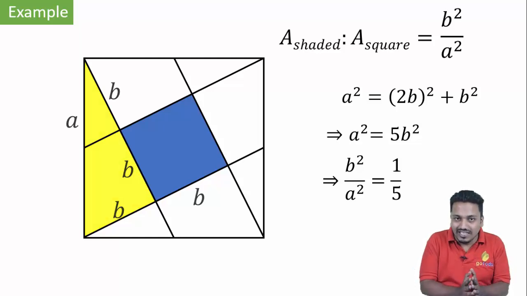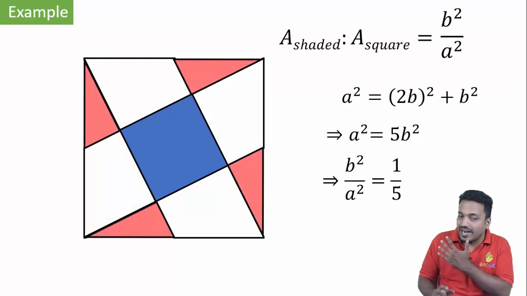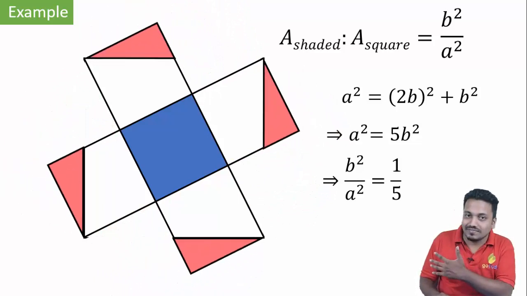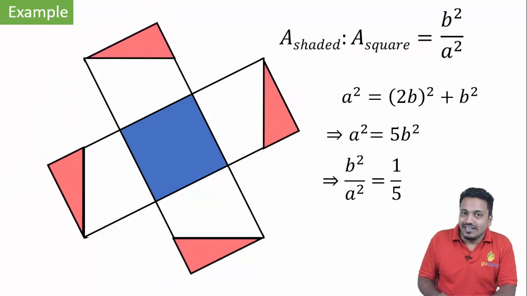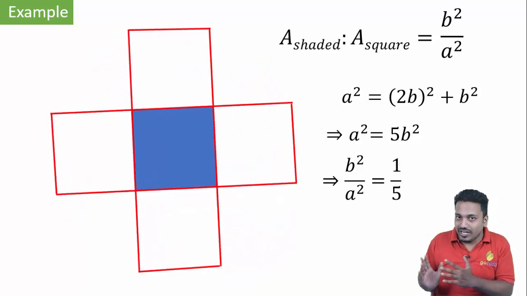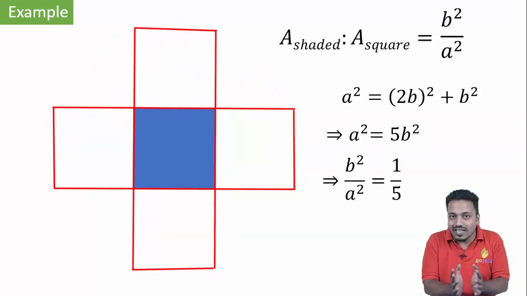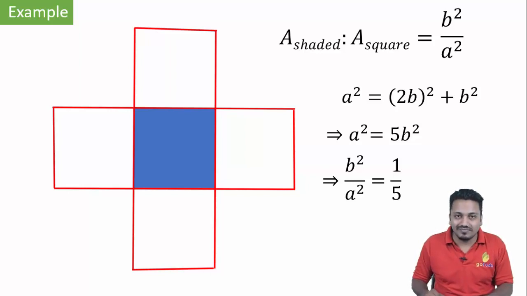Same thing can be seen when these 4 right triangles are rotated to fit like this. And in this cross-shaped figure so formed, area of central shaded region is 1 square out of 5 squares. So that would be 1 upon 5, 1/5 of the complete figure.